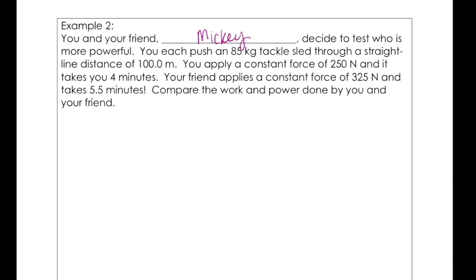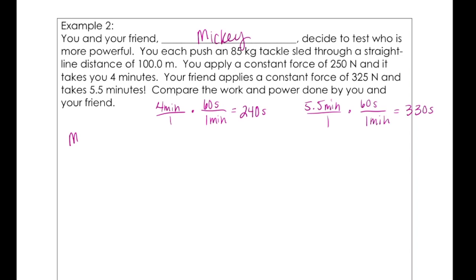So real quick, I'm going to change my time into seconds. So I have 4 minutes, I'd be multiplying. There's 60 seconds in 1 minute. Okay, which will give me 240 seconds. And then for my friend's time, I will get 330 seconds.